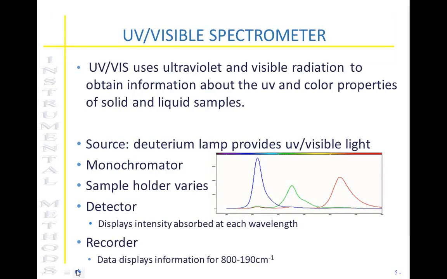A spectrometer takes advantage of ultraviolet and visible radiation to obtain information about the UV and the color properties of your solid or liquid samples. A deuterium lamp source is what will provide the energy to the sample. A monochromator is also used to separate the wavelengths.